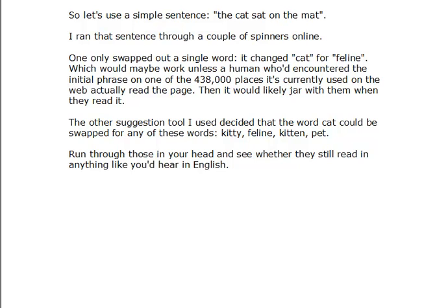And the other suggestion tool I used decided that the word cat could be swapped for any of these words: kitty, feline, kitten or pet. So you'd have "the kitty sat on the mat" or "the pet sat on the mat." Right, that's really fine. Or "the feline sat on the mat," we got back to that one again, or "the kitten." So, ish. But they don't particularly sound English.